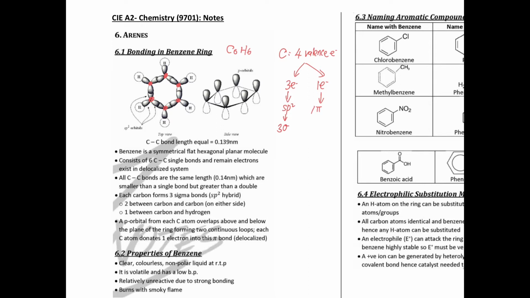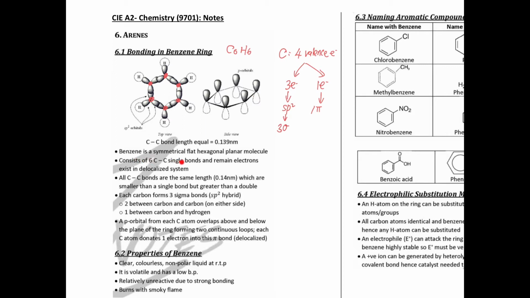Okay, now let's see the notes here. Benzene is a symmetrical, flat, hexagonal planar molecule. So benzene is C6H6. Why is it flat? Because they are using trigonal planar. Trigonal planar is a flat structure, and all these are flat structures. So at the end they form a hexagon, something like this. 1, 2, 3, 4, 5, 6. This is a hexagon.